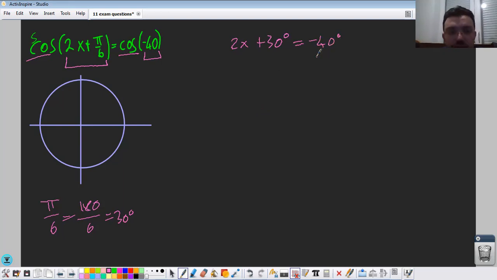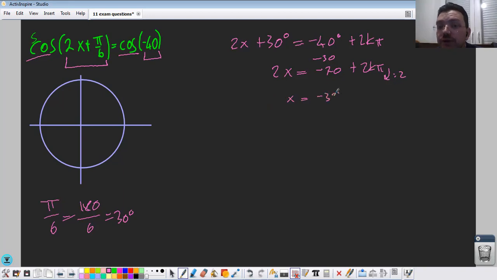After you set up the equation, cosine, cosine, same, so the inside parts have to be the same. After you set up the equation, you have to insert this plus 2k pi in this step. Remember. And then you can solve for this case, plus 30 going to the other side, being minus 30. So you get minus 70 in here. And then you divide by 2, one x equals minus 35, and 2k pi over 2, one k pi, and k is an element of the integers.